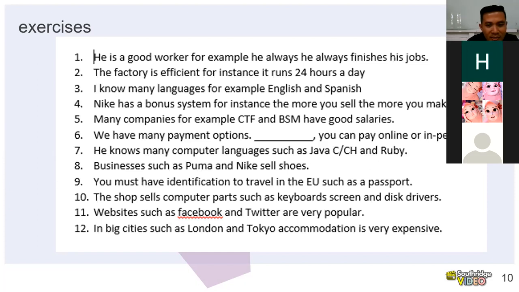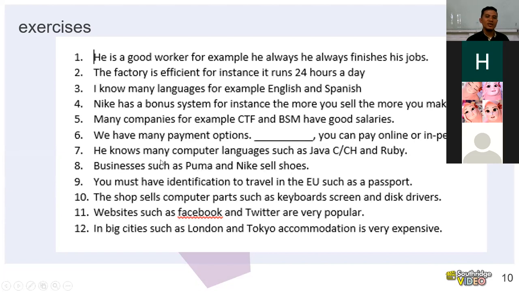Me, sir. Is that Dying? Okay, Dying. He knows many computer languages, comma, such as Java, C or CH, and Ruby. Yes or no? Yes, sir. So how many items here? How many items you got here? After such as, ada berapa item detailnya? Ada 3 ya. There are 3 here. Java, C or CH, and Ruby.